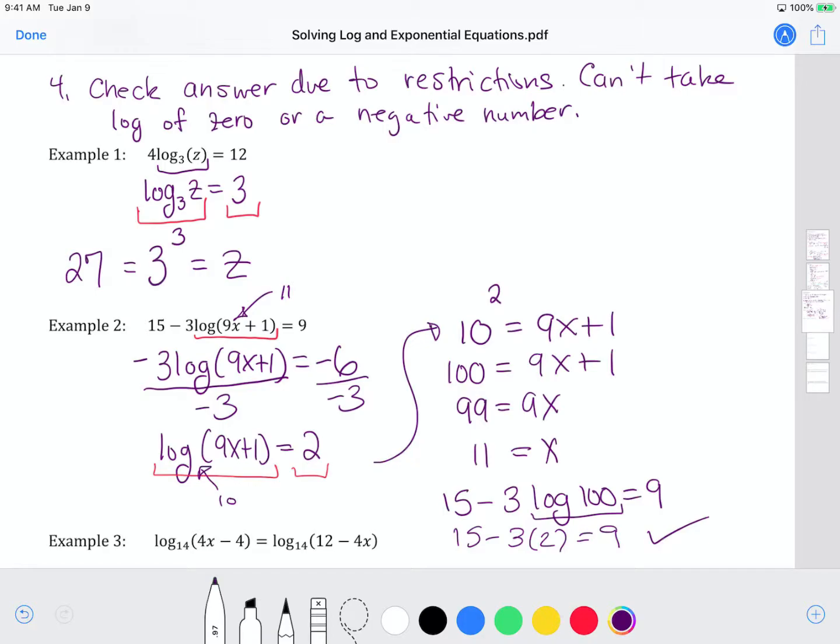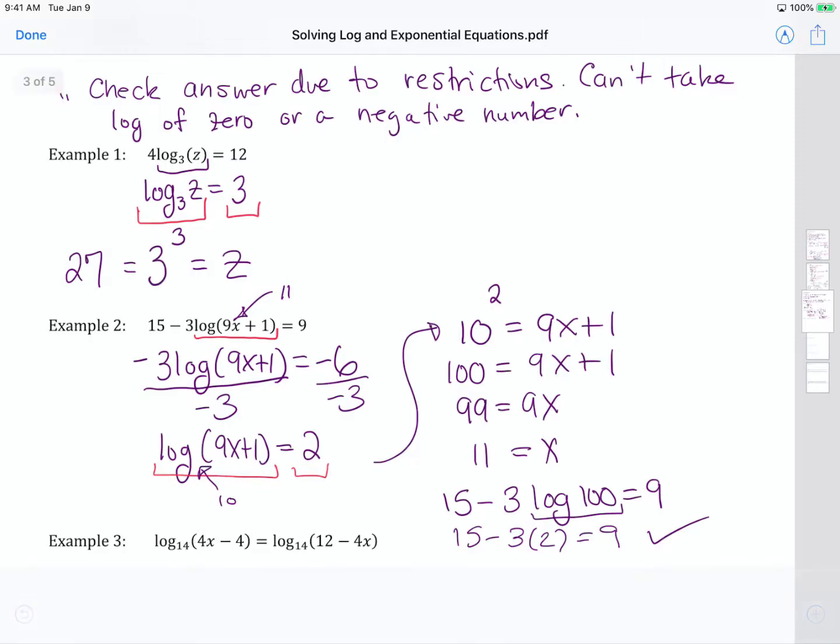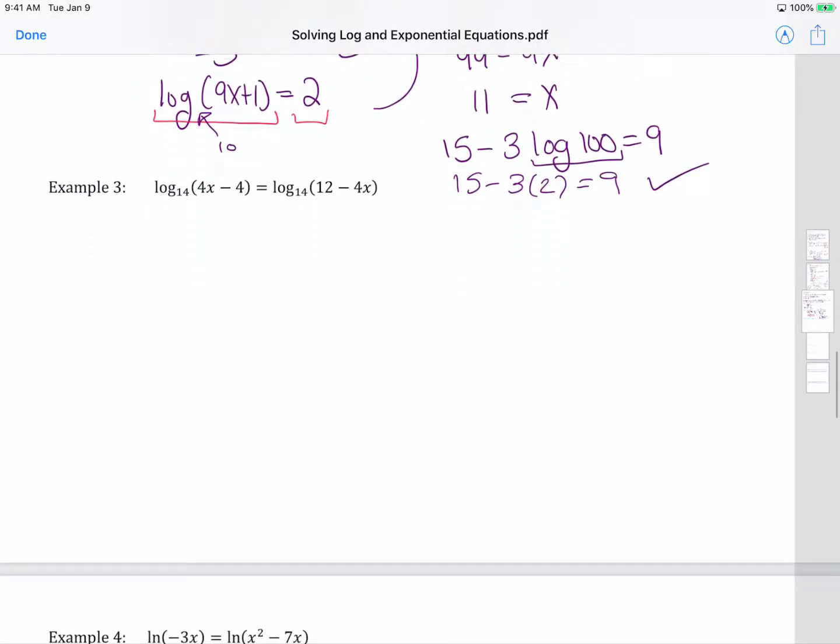Now, if for some reason I got x is equal to negative 11, and I go to plug it back in, I would be taking the log of a negative number. And if that was the case, then I would just say that that's not part of my solution. So you always should go back in and check to make sure that your answer works because of your restrictions with logs.